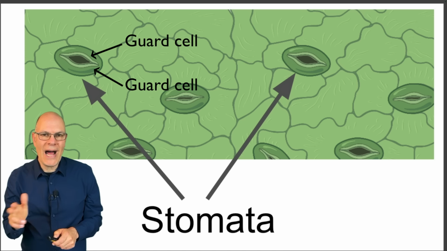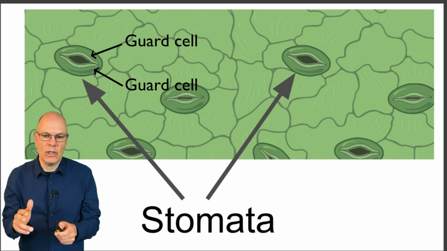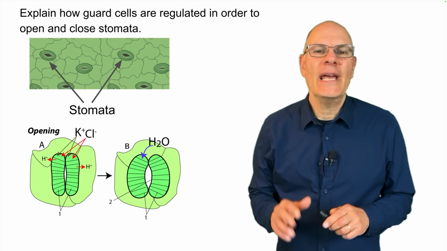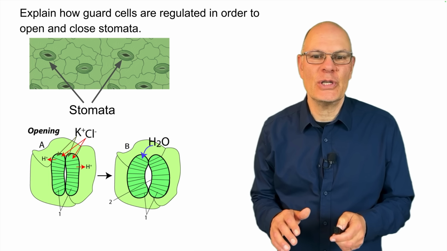These stomata can be regulated. They can close in response to environmental cues, including water stress, and then open when water is abundant. Explain how guard cells are regulated in order to open and close the stomata.